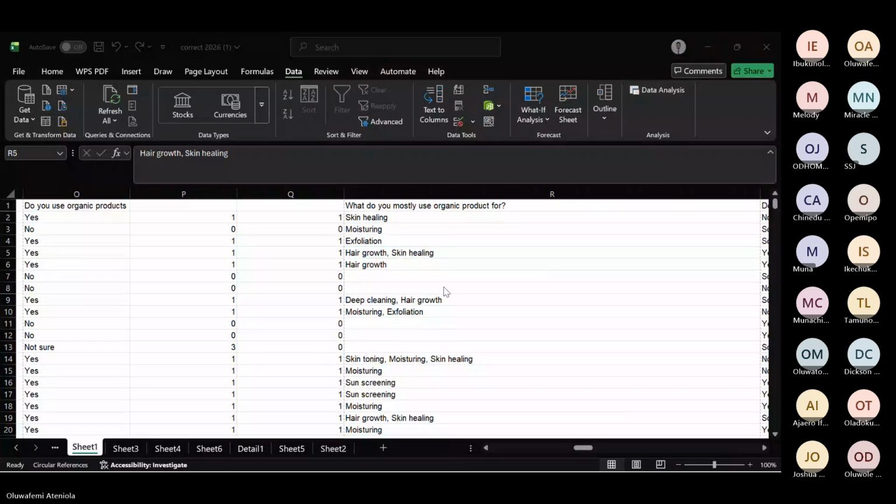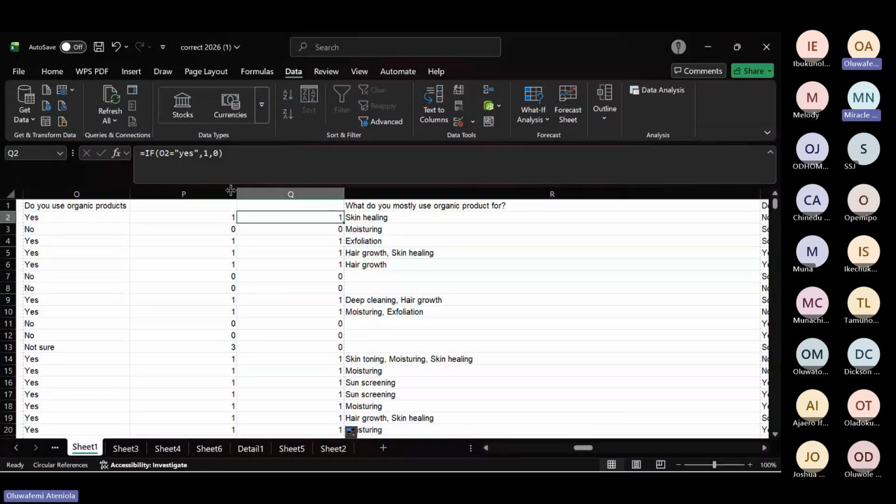Good. So there you go. You can see if this cell is equal to yes, then give me 1, otherwise give me 0. So for all the cells that have yes or no, please convert it into this. We are going to be needing this for correlation analysis. So this is an example.